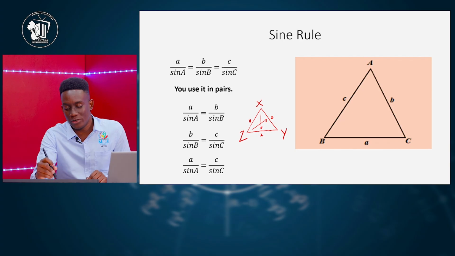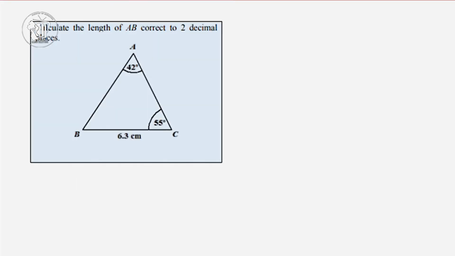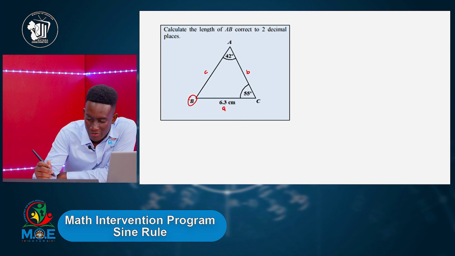So now that we have an idea what the sine rule is, let's look at an example. We want to calculate the length of AB correct to 2 decimal places. So first of all, this line here would be AB. So that is the line that we want to find. So let's label our triangle. We have A here, so opposite that would be small a. We have C here, opposite that would be small c. And we have B here, so opposite that would be small b. So we have ABC.